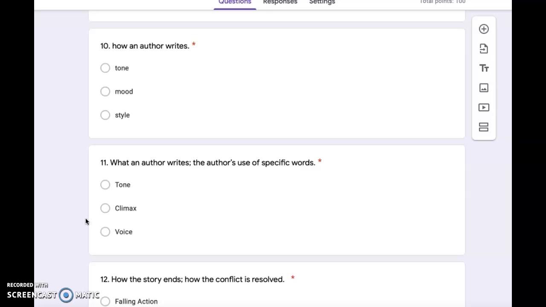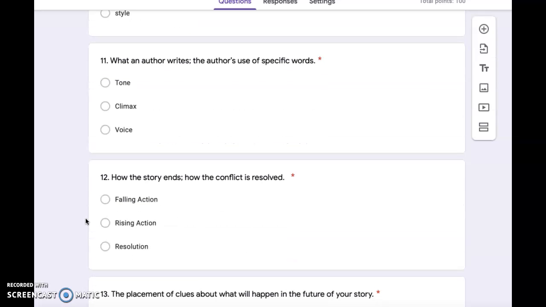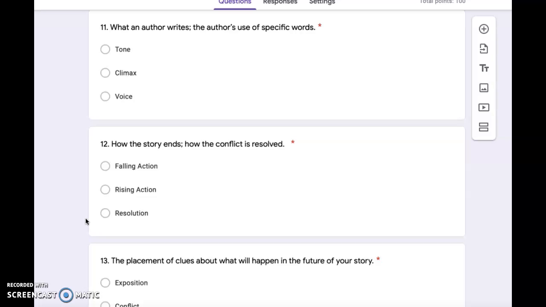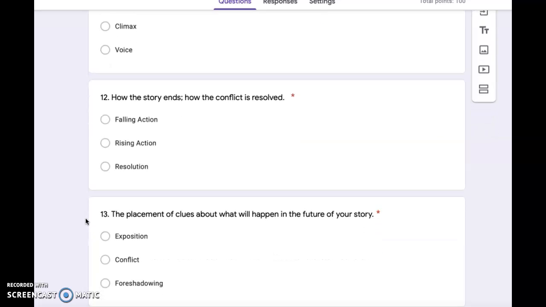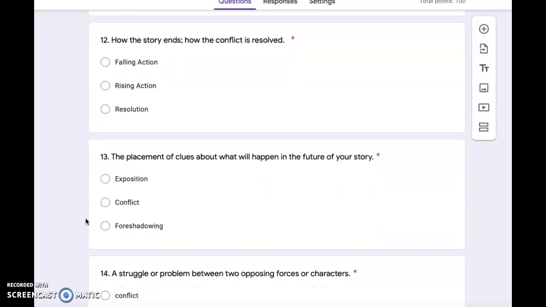Number 10, how an author writes: tone, mood, or style. Number 11, when an author writes, the author's use of specific words: tone, climax, or voice. Number 12, how the story ends, how the conflict is resolved: falling action, rising action, or resolution.